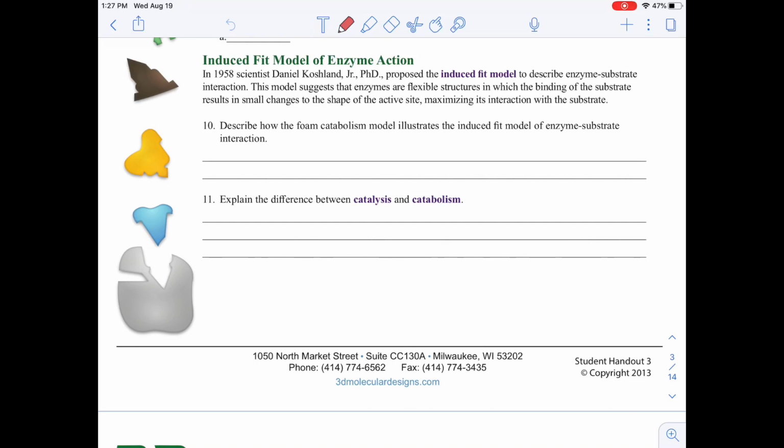That was a lot of words. Let's break down what that means. Enzymes are flexible, meaning they're bendy, right? They can kind of change a little bit. When the substrate binds, it changes the shape of the active site so that it can really hug it. I'll show you in a second what that actually means.